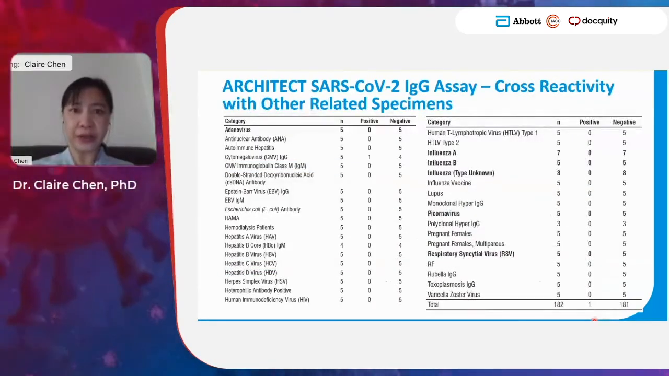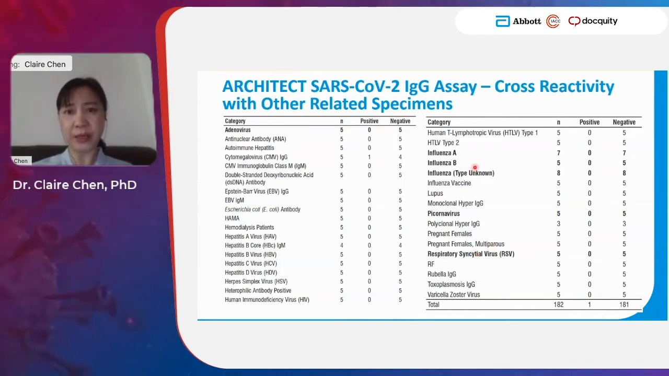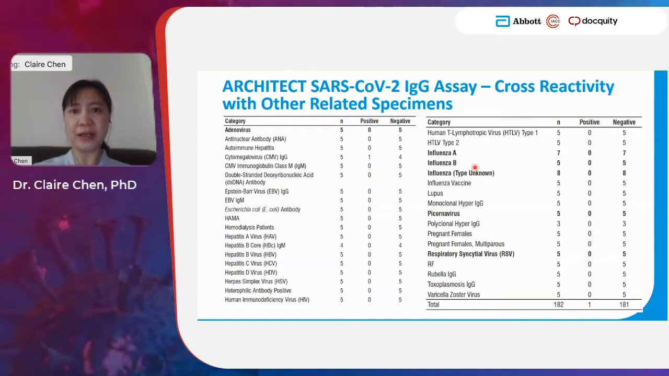On top of the specificity, we have also done a very thorough cross-reactivity check on other related specimens, including specimens like influenza A, influenza B, or patients with the influenza vaccine, because a lot of people have the vaccination from influenza, right? And also samples from RSV, because all these patients will present very similar clinical symptoms to SARS-CoV-2.